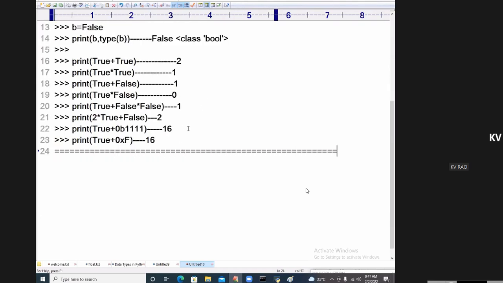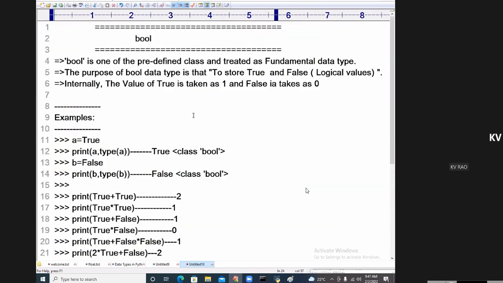So this is called the bool data type. Internally, True is considered as 1 and False is considered as 0. Perfect. Ultimately, we understand that operations on these Boolean values also we can do. This is called Boolean data.